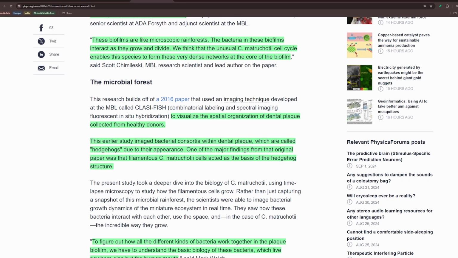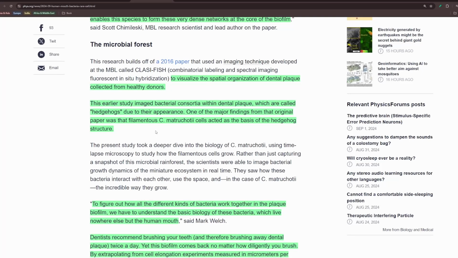ClassyFish, combinatorial labeling and spectral imaging fluorescent in situ hybridization, to visualize the spatial organization of dental plaque collected from healthy donors. This early study imaged bacterial consortia within dental plaque, which are called hedgehogs due to their appearance. One of the major findings from the original paper was that filamentous C. matruchotii cells act as the basis of the hedgehog structure.